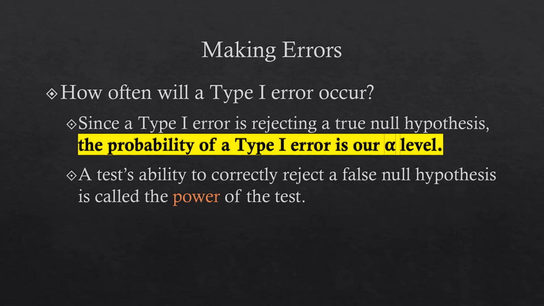A test's ability to correctly reject a false null hypothesis is called the power. So if we have a false null hypothesis, then a test's ability to correctly reject that is called power. Now, power, I have to admit, is a very dense topic. We may or may not dig deeper into this in class, but what I really want you to know is type 1 error, the likelihood of that is our alpha level.